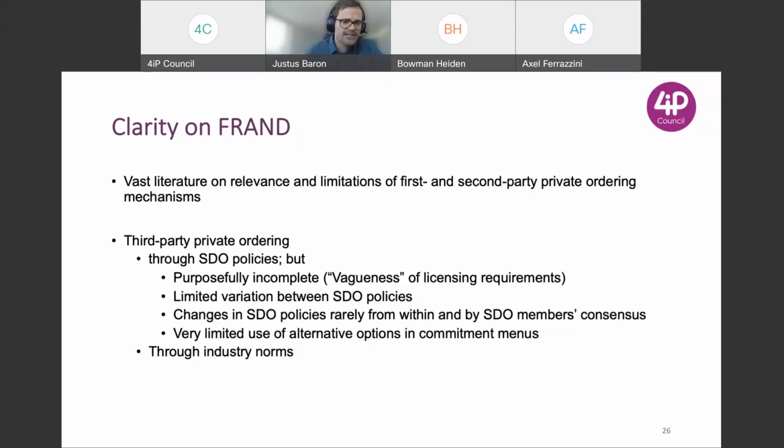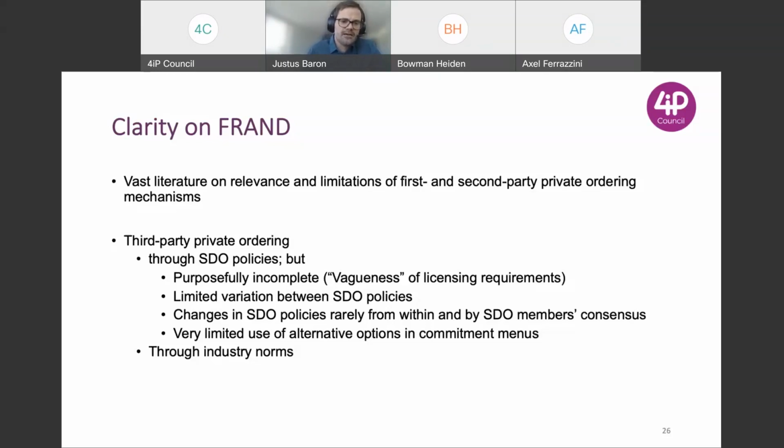And here we can see that there also obviously exists a system of third-party private ordering through SDO policies. But by contrast to what we have seen with disclosure policies, these policies are less directly active in regulating parties' behavior, at least in the sense they are less directly responsible for eliciting relevant information. In part, we see that there's much more limited variation between different SDO policies provisions in that respect. We see that changes in SDO policies in that respect are less frequent, and they come rarely from within the SDO community, and even more rarely are they adopted by SDO members' consensus.